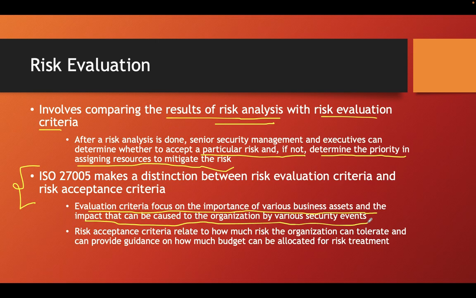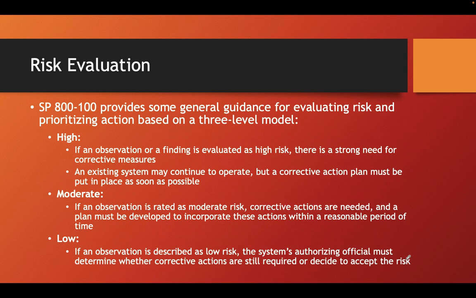While the risk acceptance criteria relates to how much risk the organization can tolerate. So the risk acceptance criteria is focusing on how much risk this organization can tolerate and provide guidelines on how the budget should be allocated for risk treatment. So it focuses on how much risk the organization can tolerate and what budget should be used for risk treatment, if it's worth it at all. Now let's move still on risk evaluation.